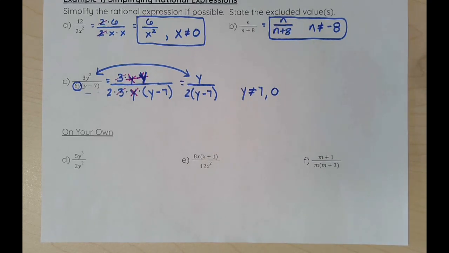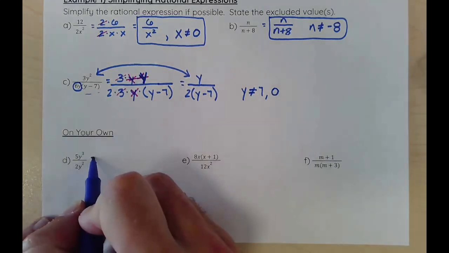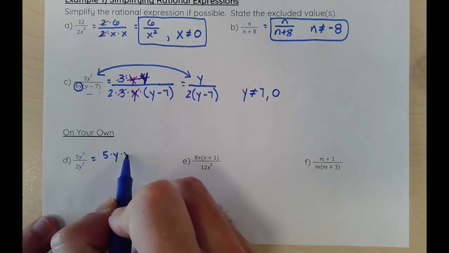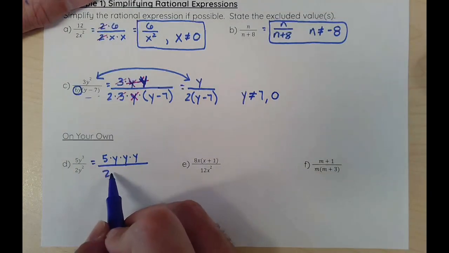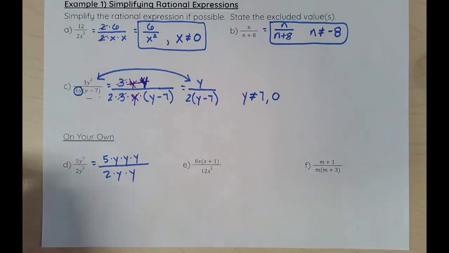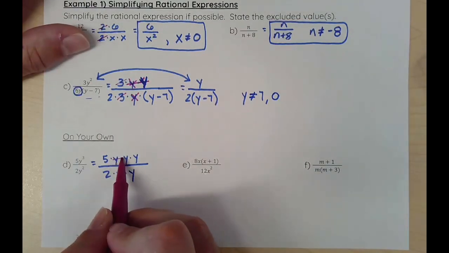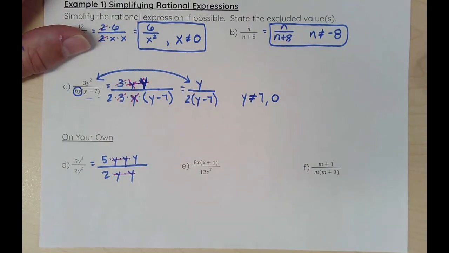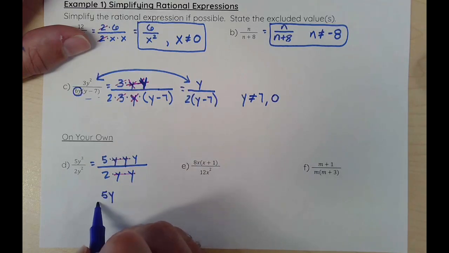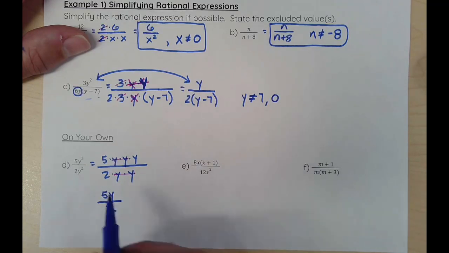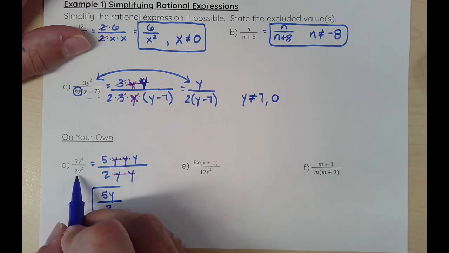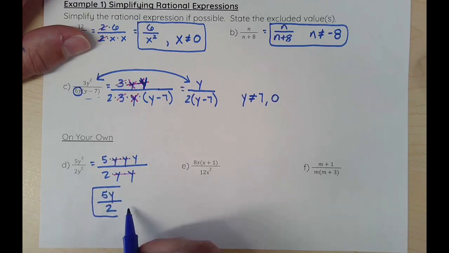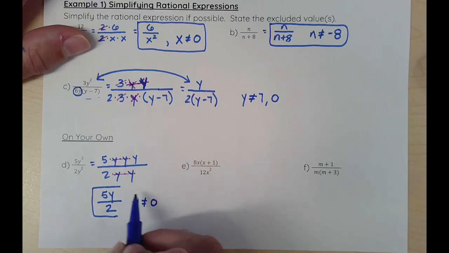All right, looking at D, I'm going to write out 5 times y times y times y. And then in the numerator, 2 times y times y. 2 y's will cancel 2 y's, leaving me with 5y over 2. That'll be my final simplified version. Now, here there's nothing that makes this 0, but if I go back to the original, if the y is 0, it will. So I'm still going to have to include that as an excluded value. y cannot equal 0.